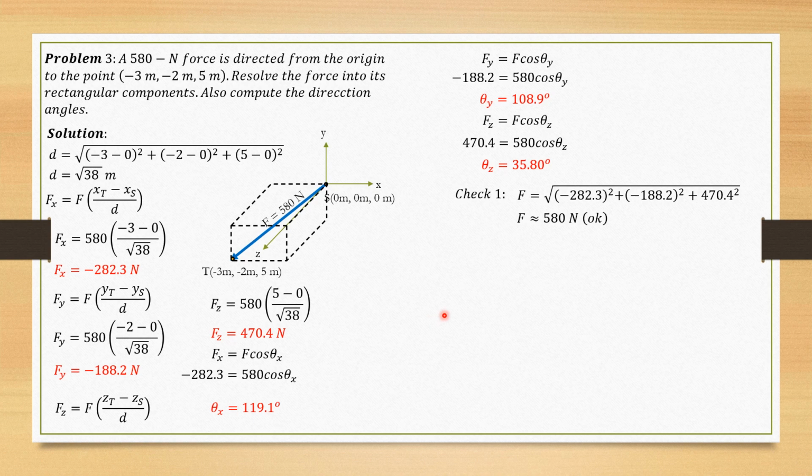Then for the second checking, we check that the sum of the squares of the direction cosines must be equal to unity, or 1. So cosine squared of 111.9 degrees plus cosine squared of 108.9 degrees plus cosine squared of 35.8 degrees. So using your calculator there, it is almost 1. So that checks our answers.